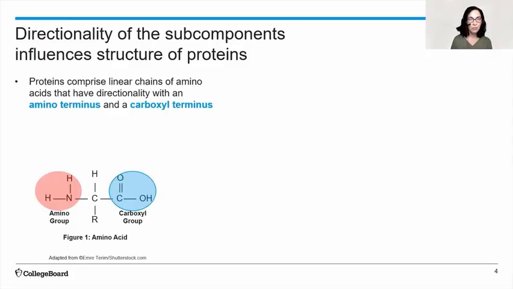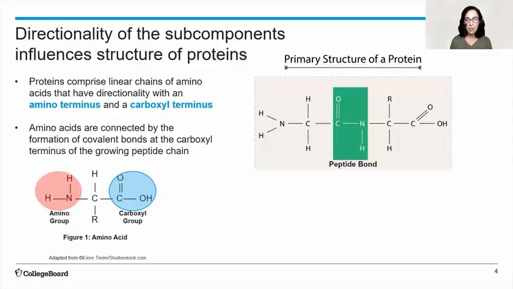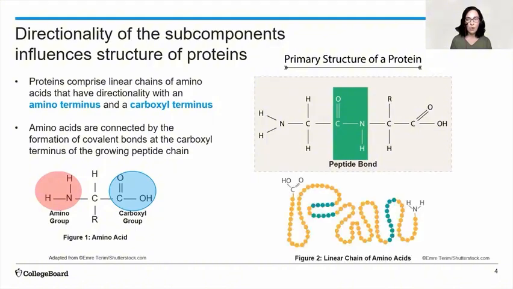amino acid chain, forming peptide bonds or covalent bonds between the carboxyl group you see here of the left amino acid and the amino group of the amino acid on the right. As you continue to add more and more amino acids together, we get a linear chain of amino acids as shown here in Figure 2 with two distinct ends, the carboxyl and the amino terminus. And if new amino acids are going to be added to this long chain, they will be added to the carboxyl terminus. This linear chain of amino acids determines the primary level of structure for a protein.